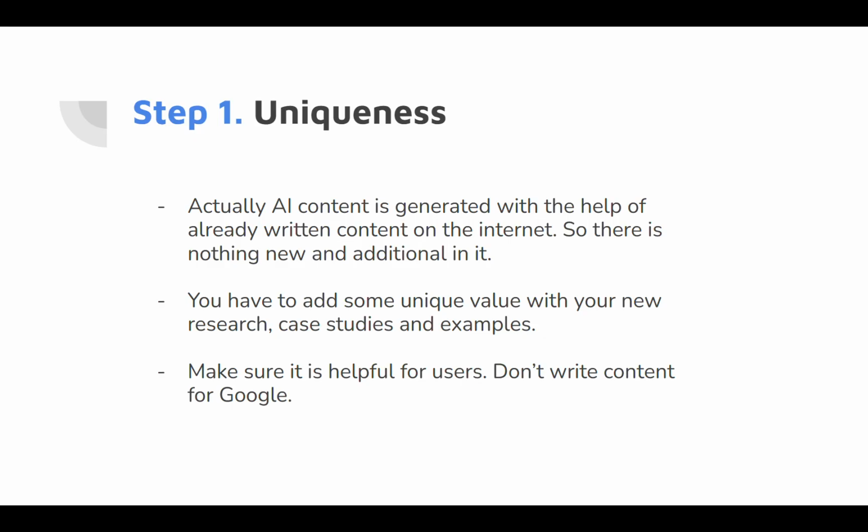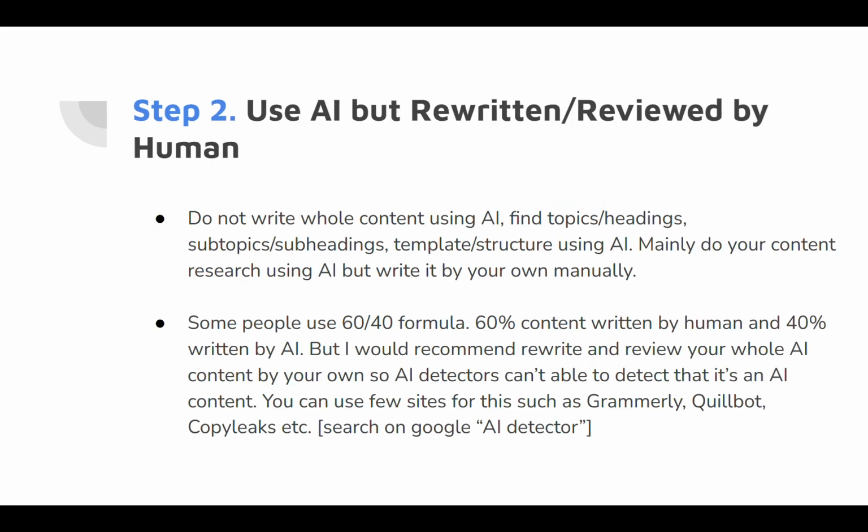First of all, uniqueness. AI content is generated with the help of already written content on the internet, so there is nothing new or additional in it. You have to add some unique value. How can you add it? You can add your own research, case studies, examples. Make sure it is helpful for users. Don't write content for Google. So you have to add unique value, your research, your experiments.